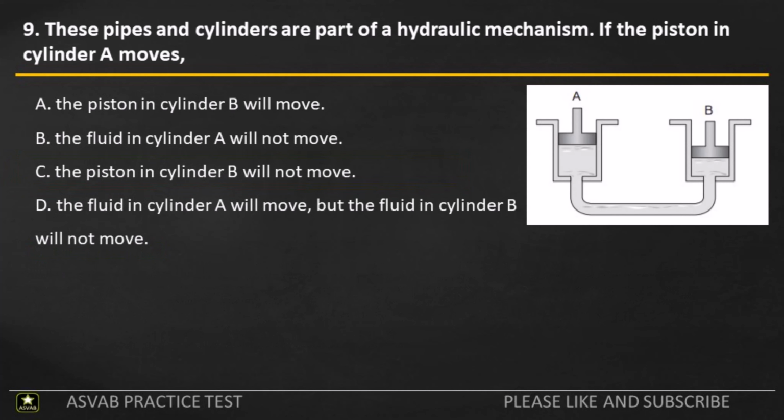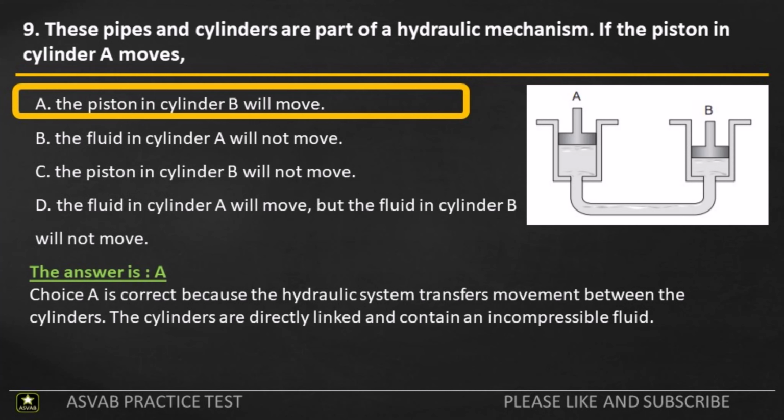9. These pipes and cylinders are part of a hydraulic mechanism. If the piston in cylinder A moves, A. The piston in cylinder B will move. B. The fluid in cylinder A will not move. C. The piston in cylinder B will not move. D. The fluid in cylinder A will move, but the fluid in cylinder B will not move. The answer is A. Choice A is correct because the hydraulic system transfers movement between the cylinders. The cylinders are directly linked and contain an incompressible fluid.